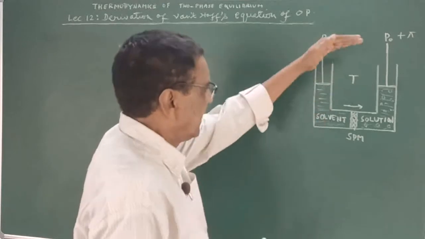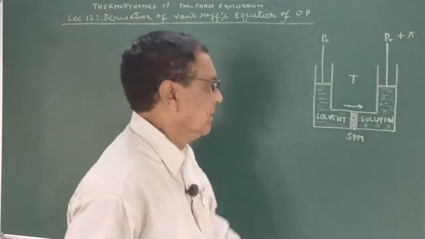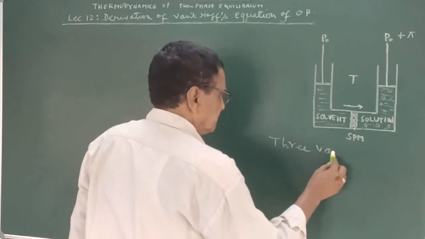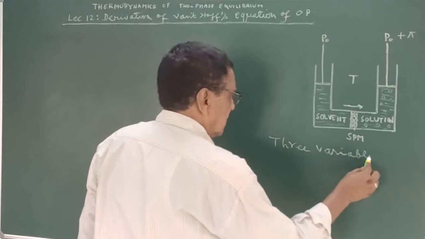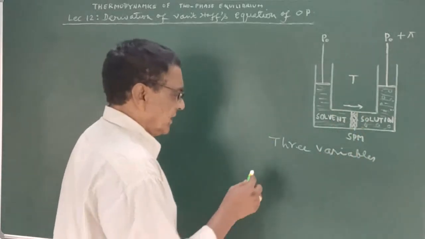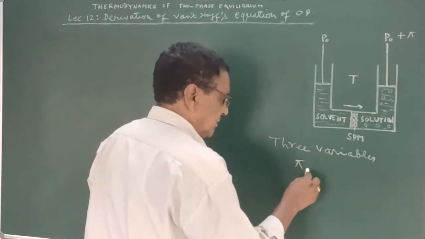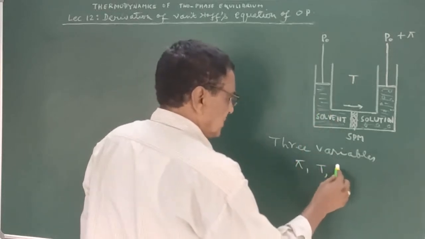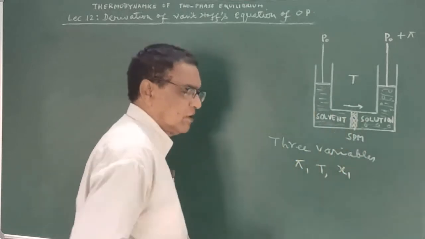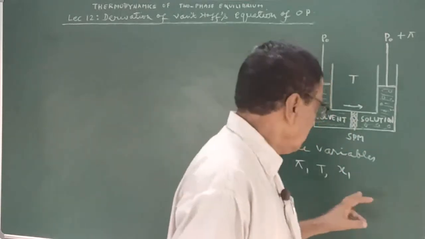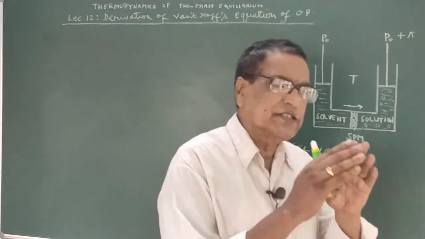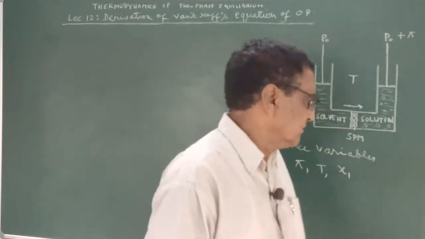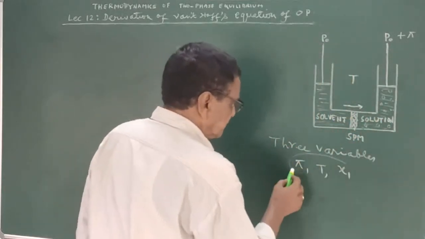This pi is the osmotic pressure. So we have three variables you can consider in this experiment. One is pi, the osmotic pressure, another is the temperature, and then x1, the mole fraction of the solvent in solution. The mole fraction of the solvent in solution is directly related to the concentration of the solution. So these are the three variables.